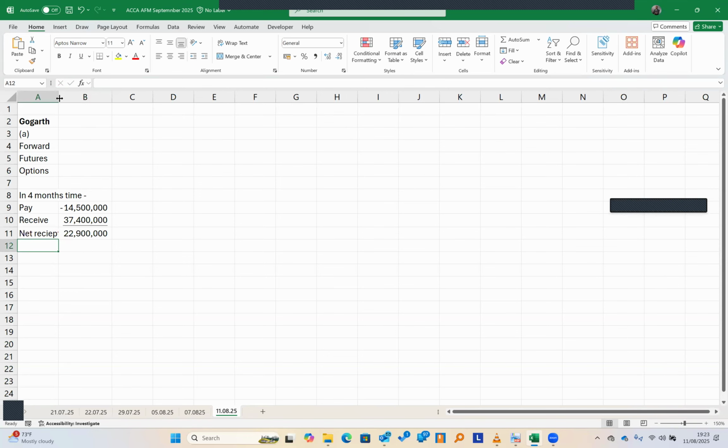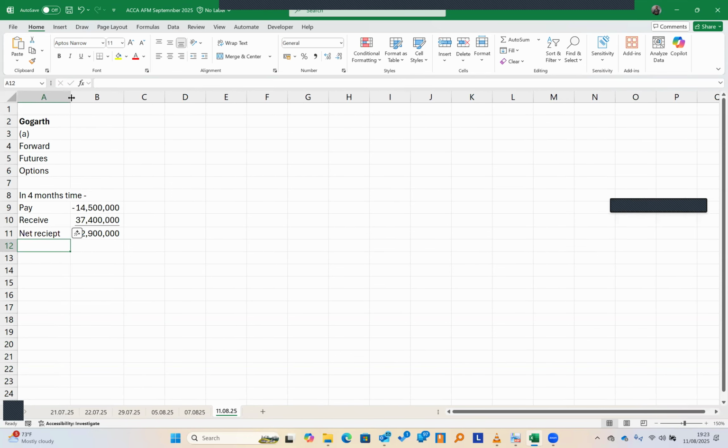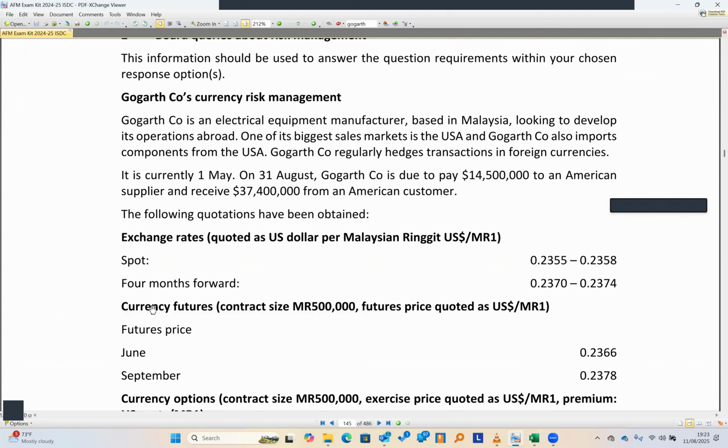So the net receipt is 22.9 million in 4 months' time. So when I use the forward rate, it is always easy. They have given us the 4 months forward rate.